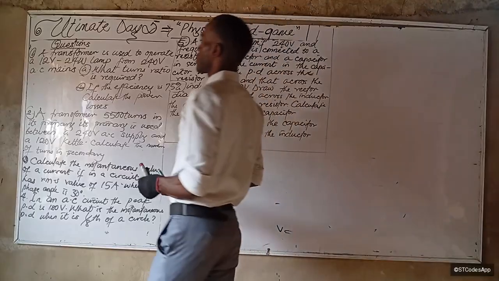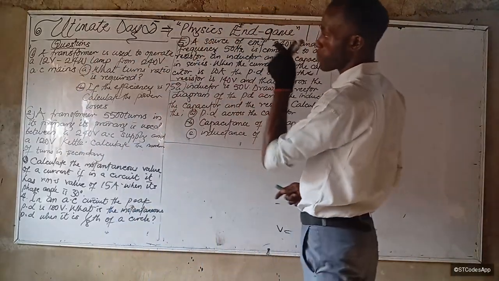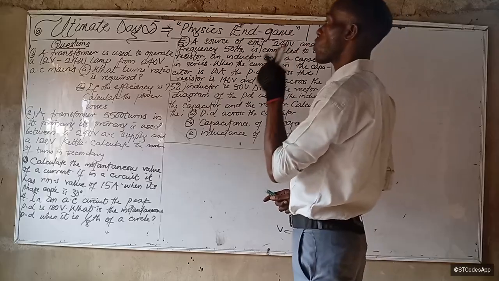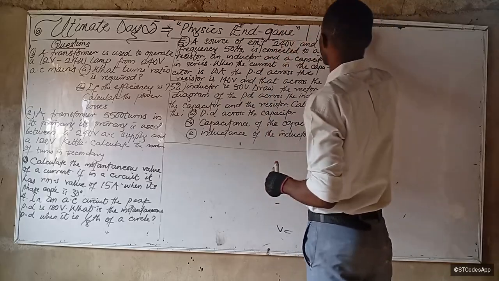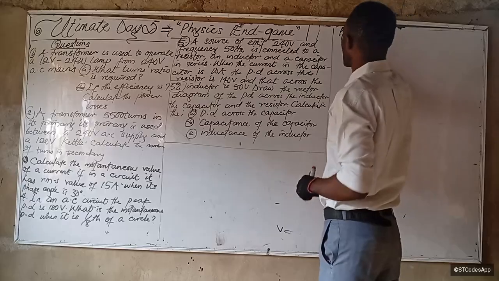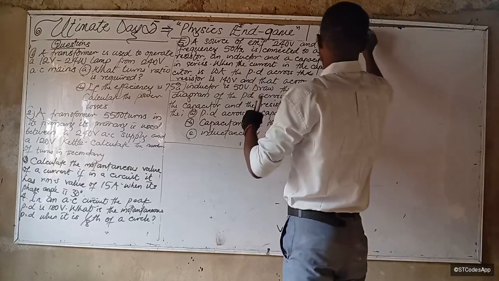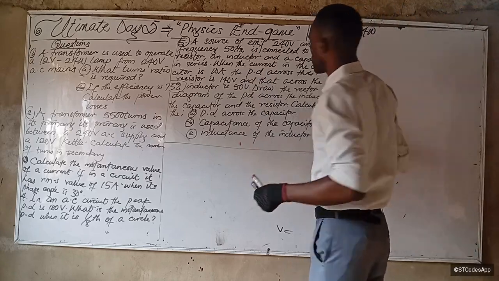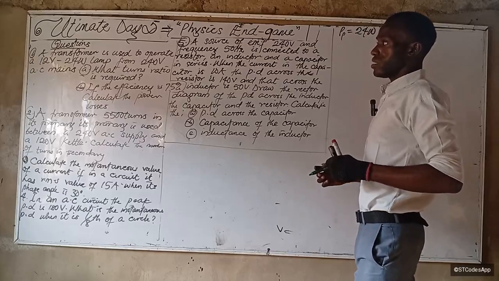So the first question says, a transformer is used to operate a 12 volts 24 watt lamp. So it means that the input power, P primary, does that make sense? Because you know input is the primary, okay? So the power of the lamp is 24 watts. That's its capacity.